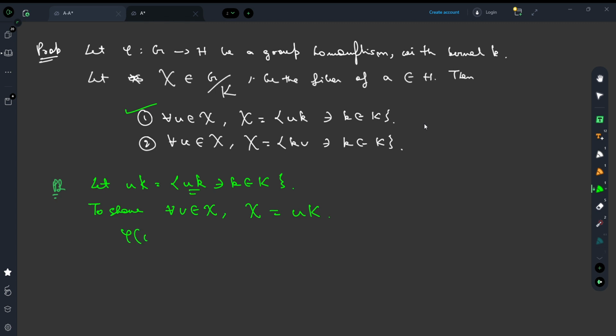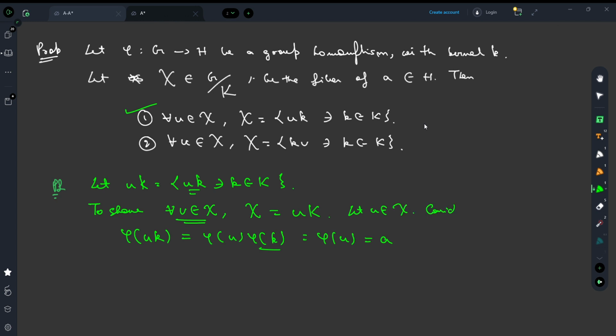Then what is phi of uk? So phi of uk is phi of u phi of k by homomorphism, but phi of k is 1 because k is in the kernel. So it's simply phi of u. We are talking about elements. U's are elements from chi, so phi of u is equal to A, right? Let me just structure it out a bit. So let u be an element from chi.